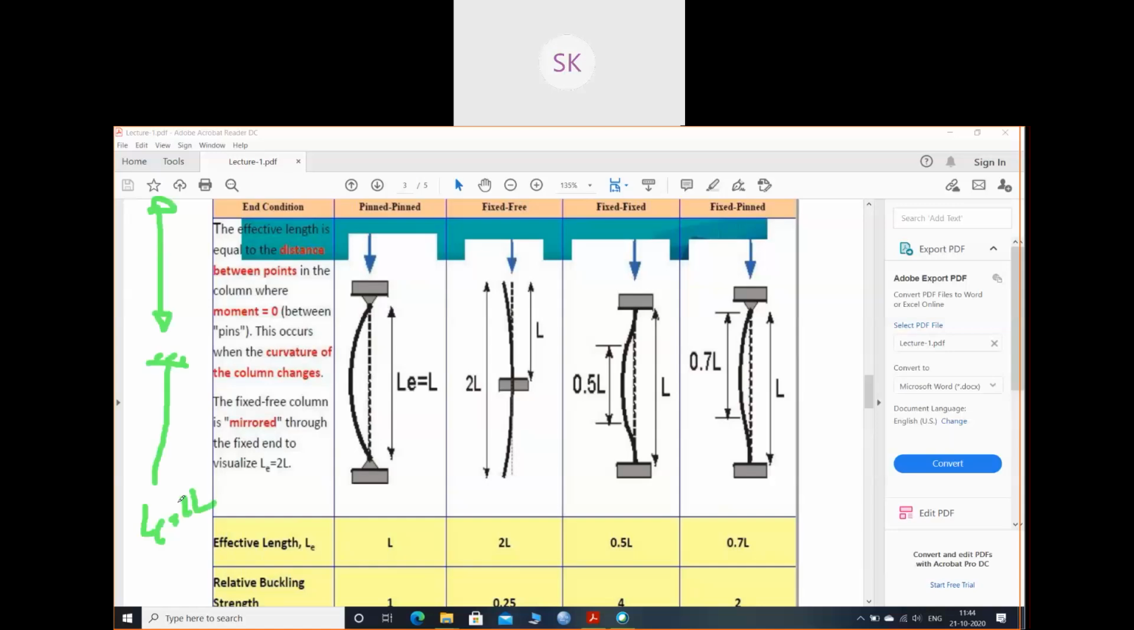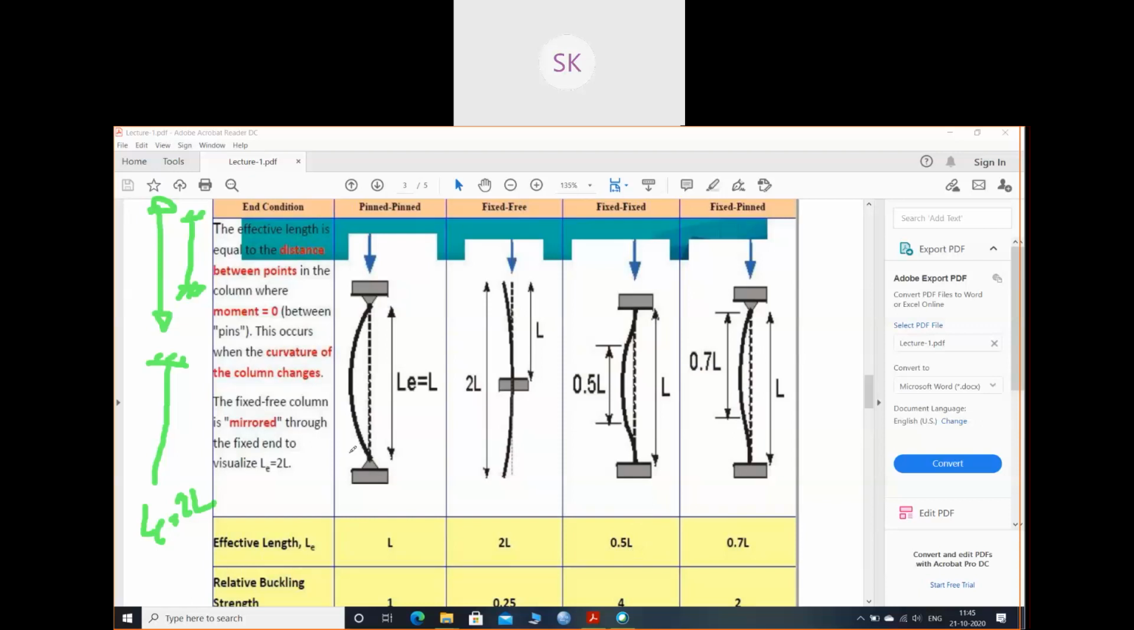Next case, fixed-free: one end is fixed, another one is completely free. So here you have LE equal to twice of L. Next case is fixed-fixed, that means both ends are fixed. Here the effective length is 0.5 of L, or L by 2.